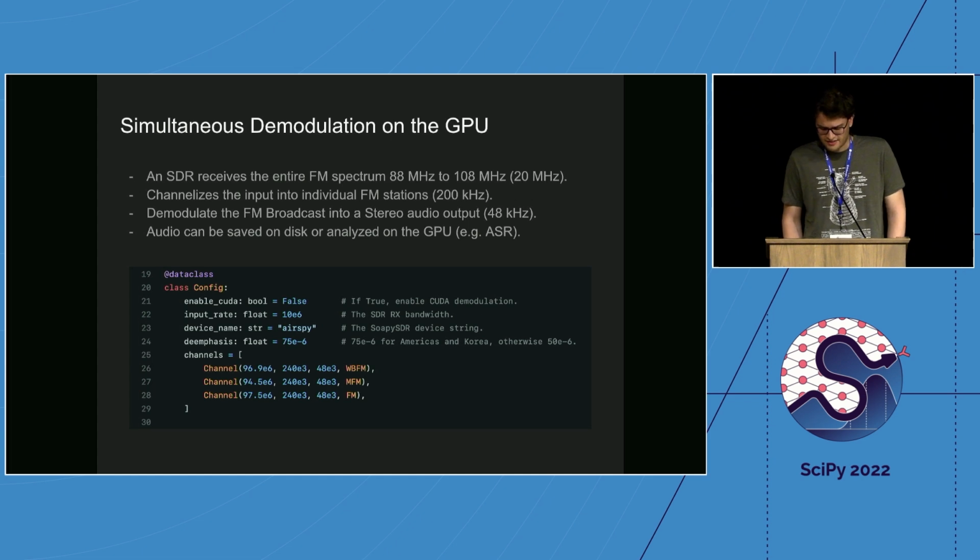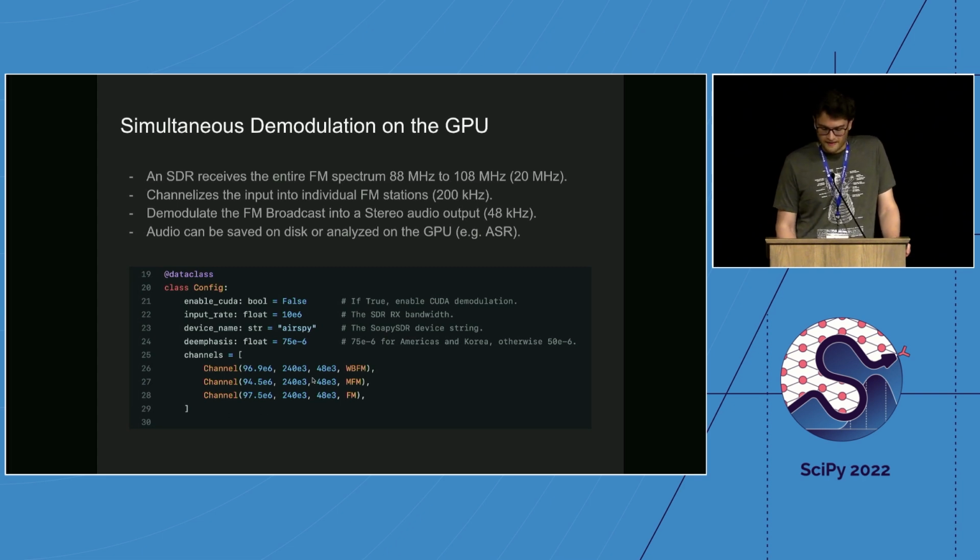In the US, the Americas and Korea it is 75 microseconds, and the rest of the world is 50. So you need to change that accordingly depending on where you are. And the cool part is the channels. So supposedly we have a 96.9 megahertz channel, and this channel is an FM broadcast. So we put 240 kilohertz.